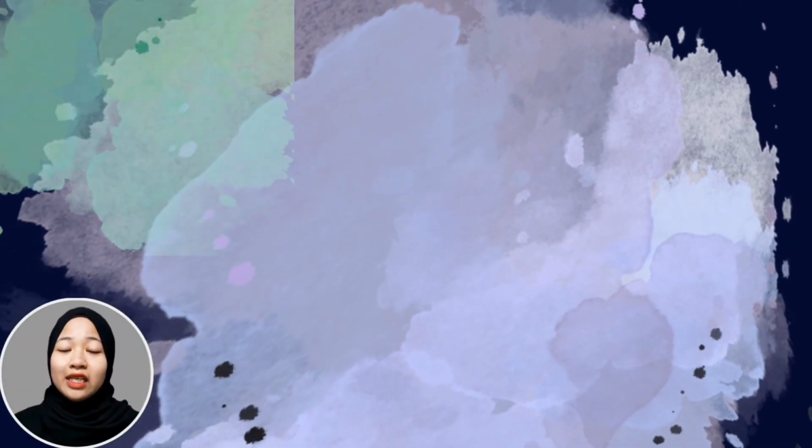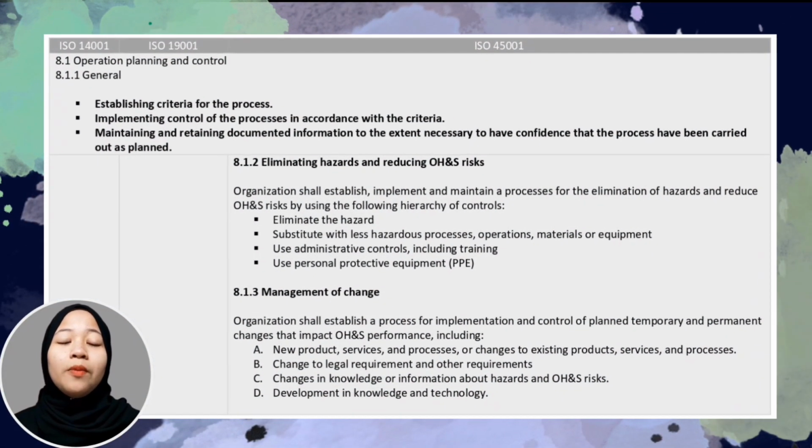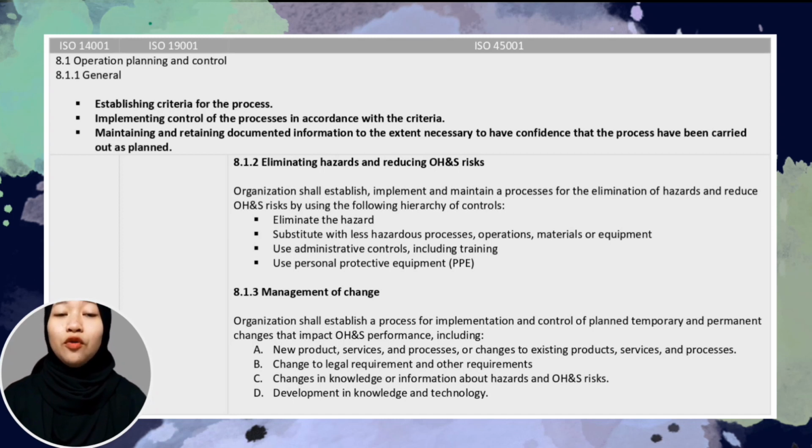Alright, basically the three ISOs have similarities in terms of operational planning and control in general, where there are established criteria for the process, implementing control of the process in accordance with the criteria, and lastly, maintaining and retaining documented information to the extent necessary to have confidence that the process has been carried out as planned. Alright, we move to ISO 45001.